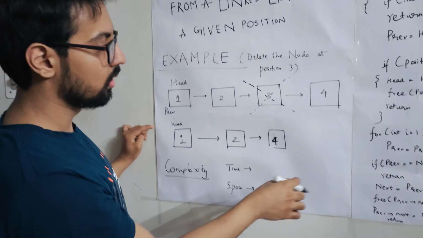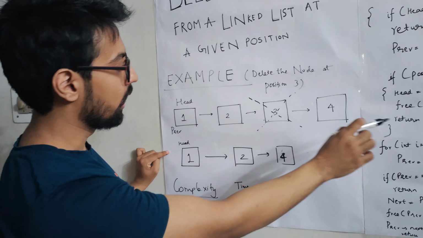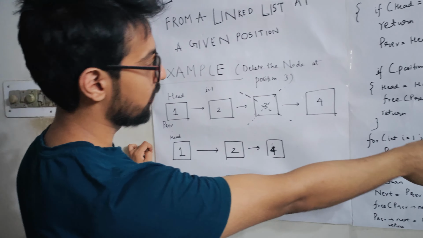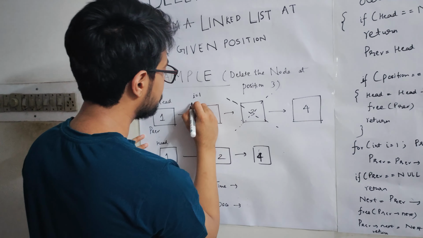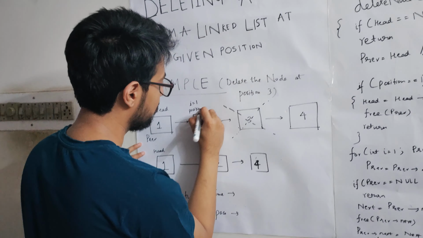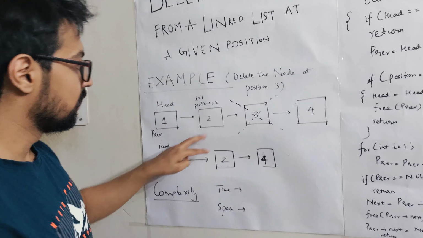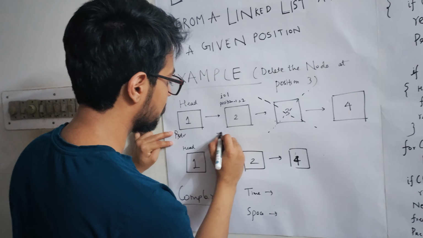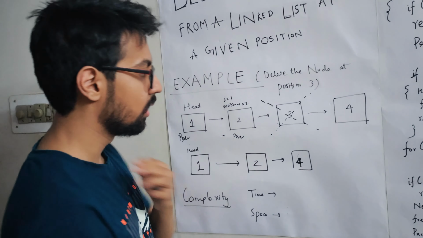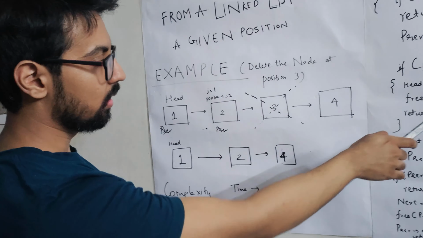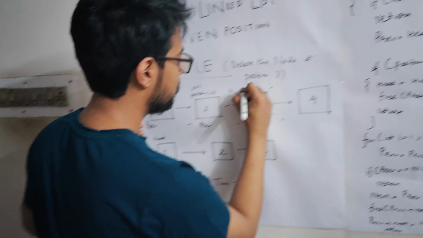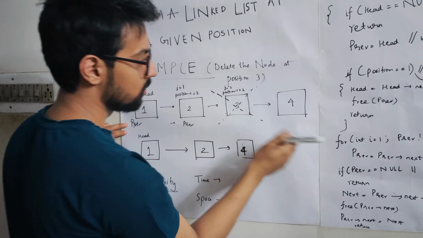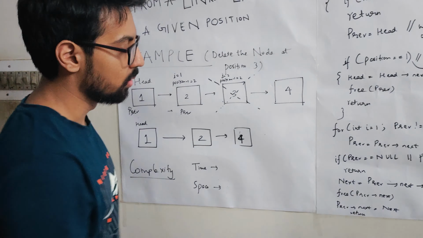So i equals 1 and previous is not null, and 1 is less than position minus 1. Position is 3, so position minus 1 will be 2. So we'll be reaching here, and previous will move from here to here. Once this is done, we realize that i will become 2 and position minus 1 is also 2. That means that we'll be exiting this for loop.